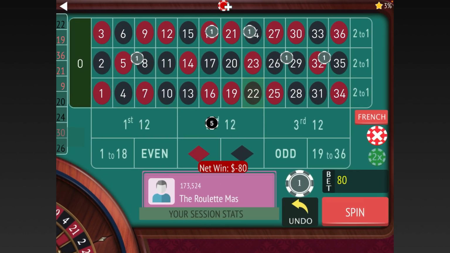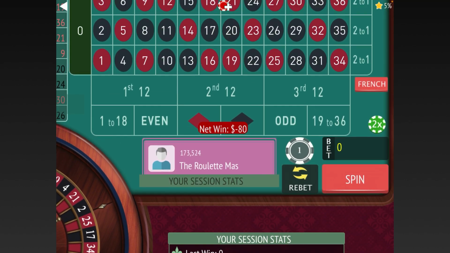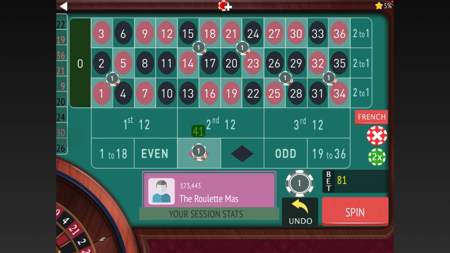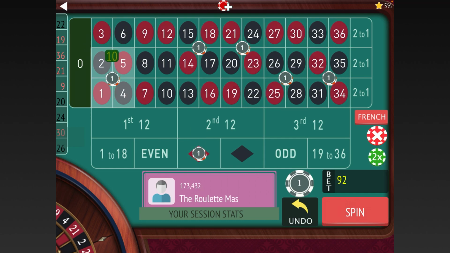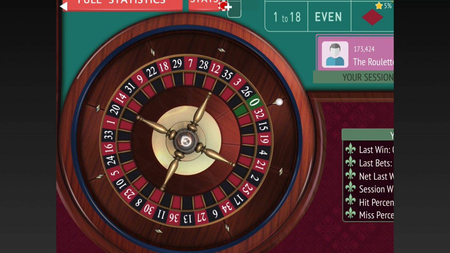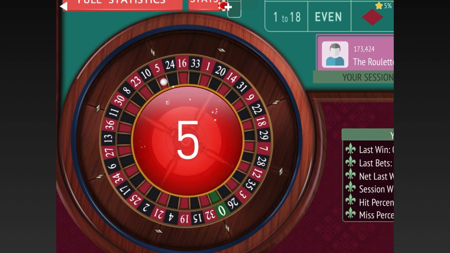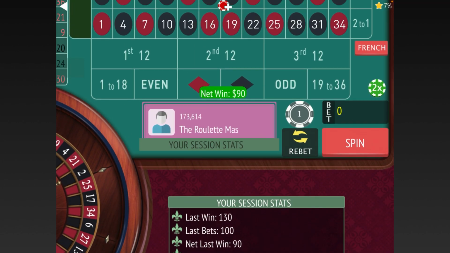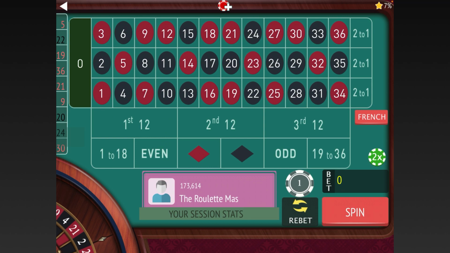22 black. And another total loss, so now we're down 88. And we're going to have to go from 40 to 50. Then we're going to have to add 2 units to all those. $5 red. Okay, we got a win. We're back up again. And then we'll try to get 1 more here.